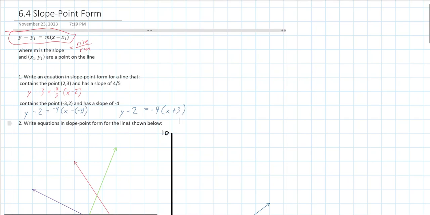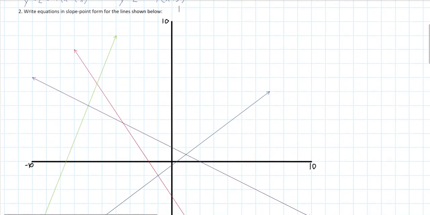All right, so let's continue on. Write equations in slope point form for each of the lines shown below. So how do we go about doing this? What we have to do is find a point. So first of all, find a point. Here's a point, here's a point, here's a point, here's a point. So you can basically pick whatever point you want.